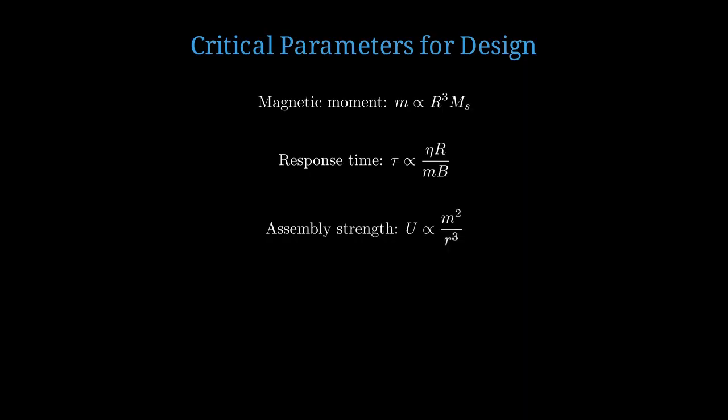Finally, let me emphasize the critical parameters you must consider when designing magnetic particle actuator systems. Magnetic moment scales as radius cubed times saturation magnetization. Larger particles have much stronger interactions. Response time is proportional to viscosity times radius divided by moment times field. Smaller particles respond faster in fluids. Assembly energy scales as moment squared over separation cubed. Close packing dramatically increases stability. For stable assemblies, interaction energy should exceed 10 times thermal energy to prevent disassembly from fluctuations.